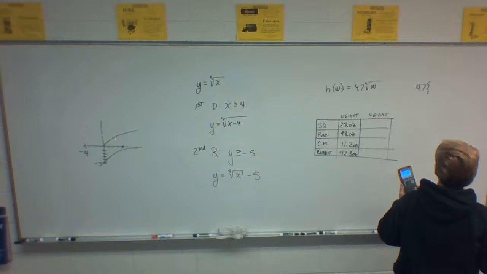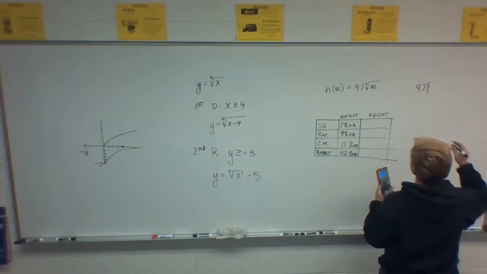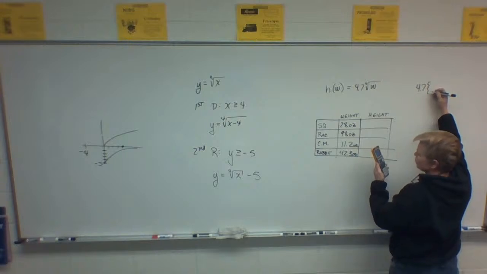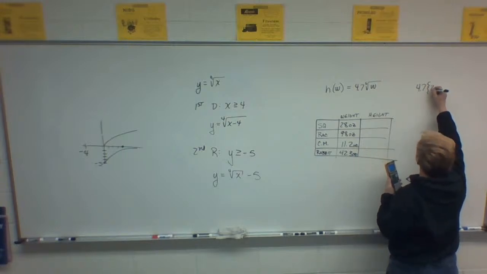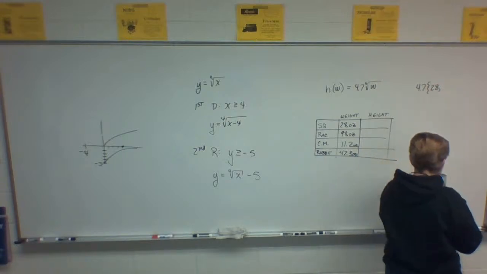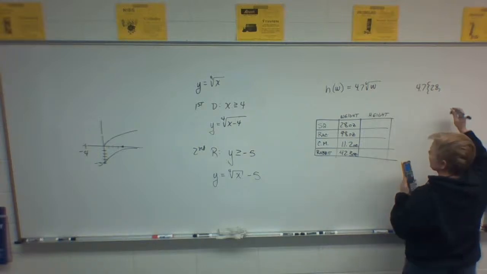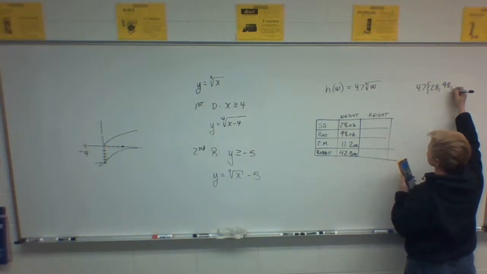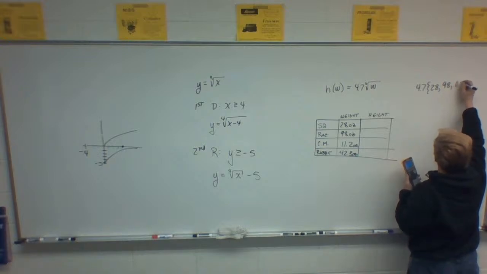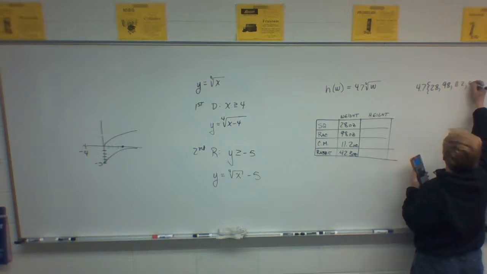I know you can use the braces, but let's try this by just putting in these numbers. You go 28, comma. Do you know where your comma is? It's right above the number 7. It's a dedicated key. Okay, so 28, comma, 98, comma, 11.2, comma, and 42.3.